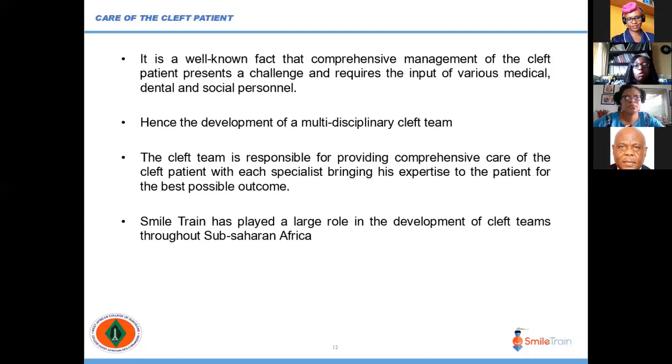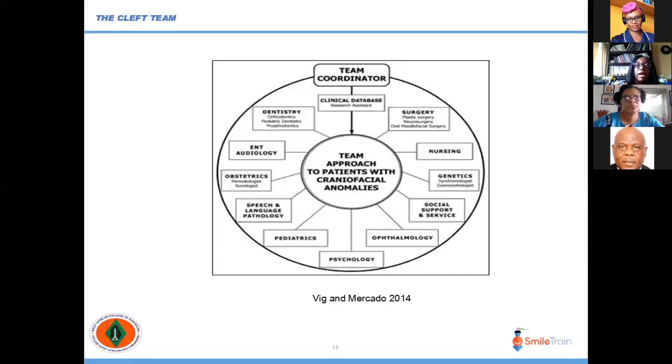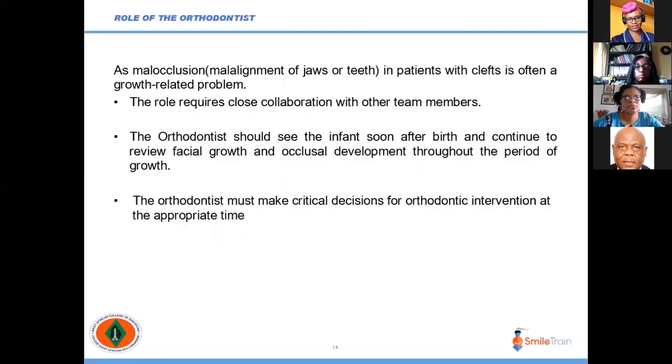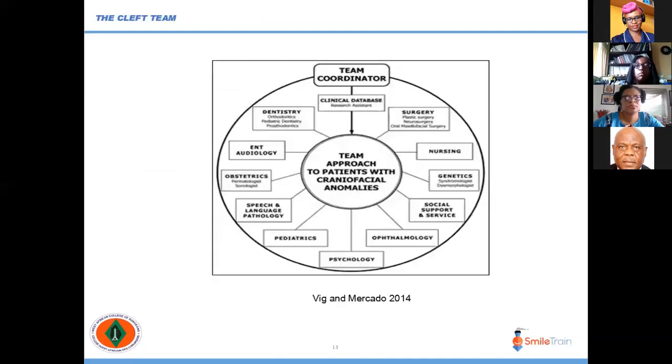Smile Train, we thank you, has played a very large role in the development of cleft teams throughout sub-Saharan Africa. Now, this is a diagram that just goes to show just how extensive the cleft team can be. We may not be able to achieve this large a group, but it is very important to have the very important members or specialists within our cleft team.